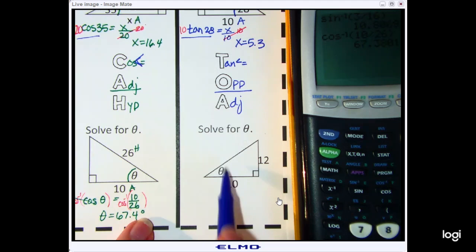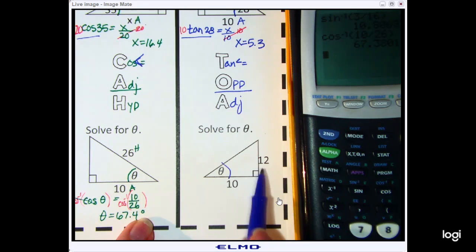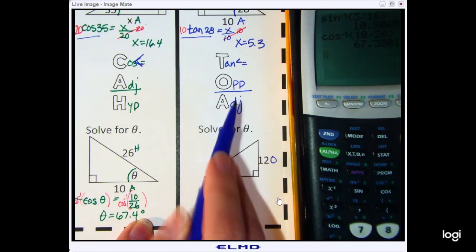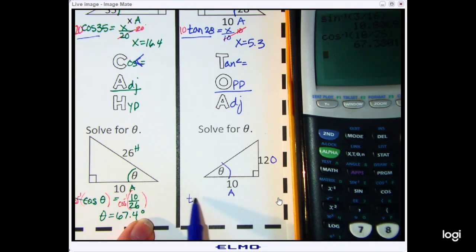Here's our angle. There's the hypotenuse, so that means that this side has to be opposite and this side is adjacent. OA is in our TOA using tangent. Tangent of theta equals 12 over 10.